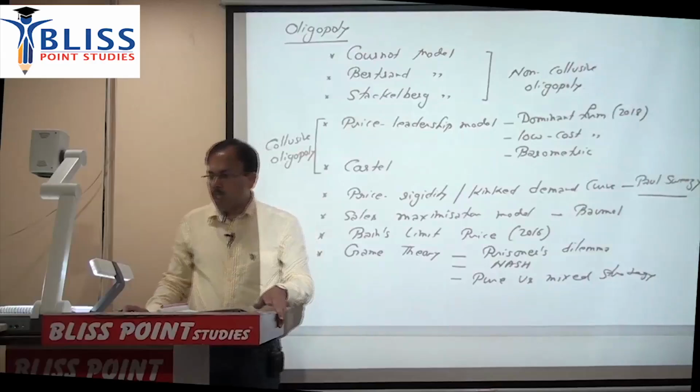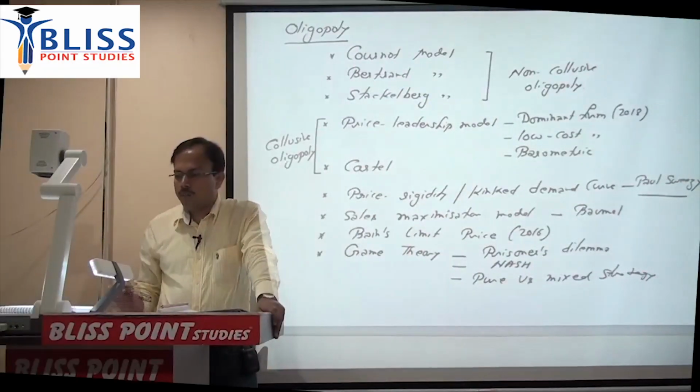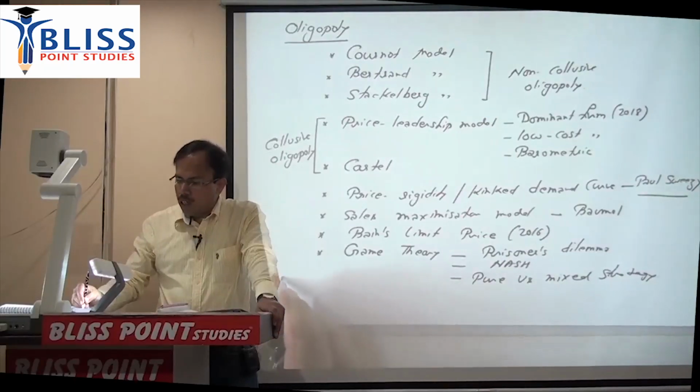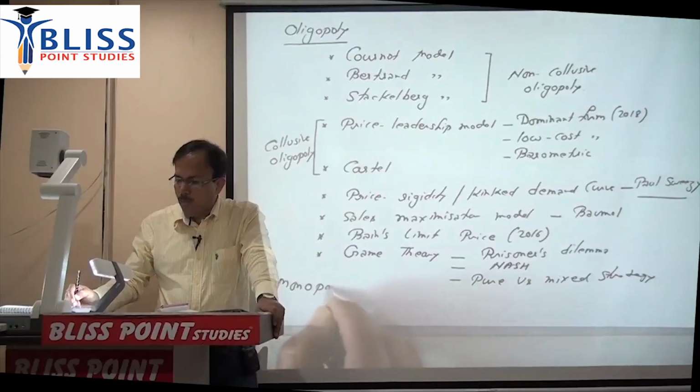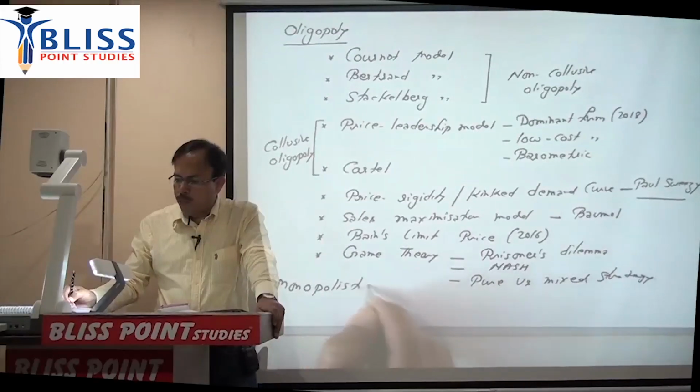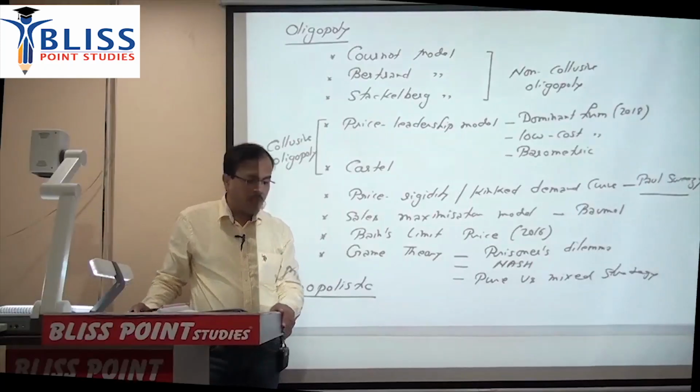तो ओलिगोपोली को थोड़ा ज़्यादा इलेबोरेट करके रखना, because necessarily you will get 1 or 2 questions out of this oligopoly section. And after that write the fourth form, monopolistic competition.